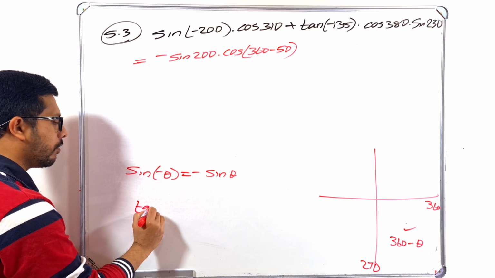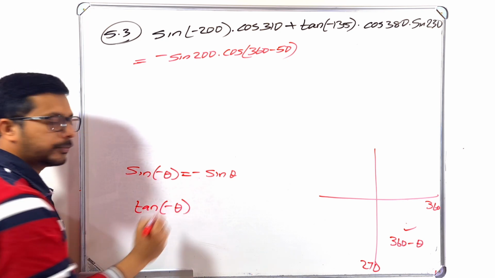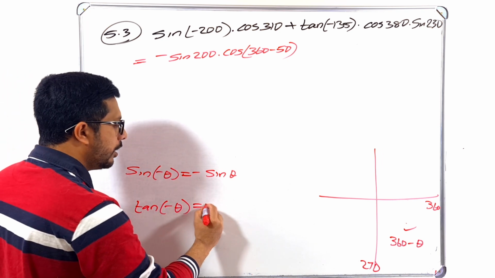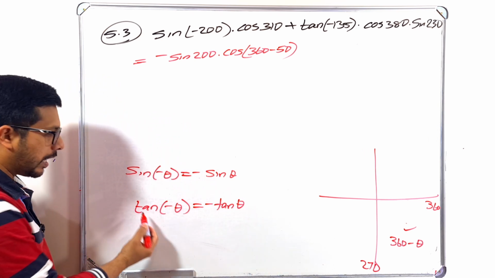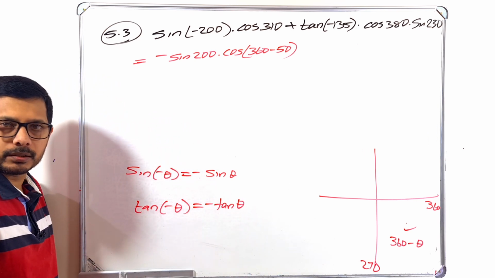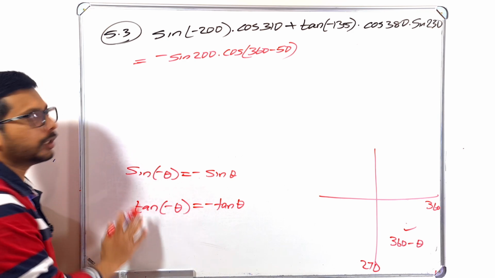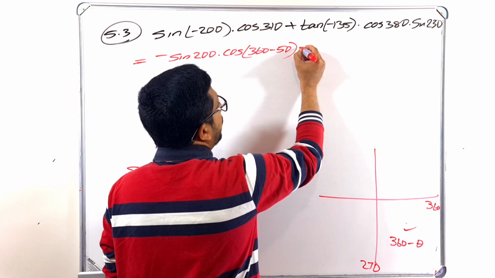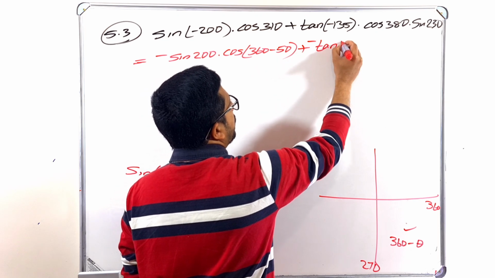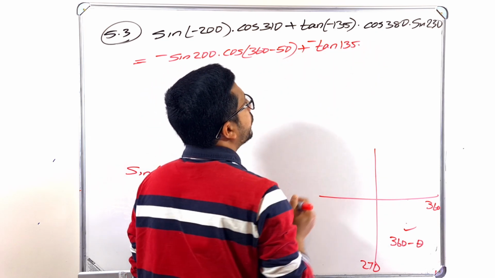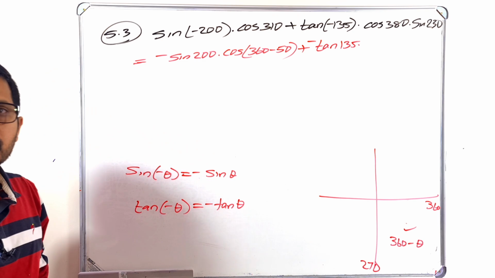Then tan of minus theta. What is tan of minus theta? Yeah, that is minus tan theta. Tan of minus theta is minus tan theta, that you have to know. Okay, so plus minus tan 135 into cos of 380.